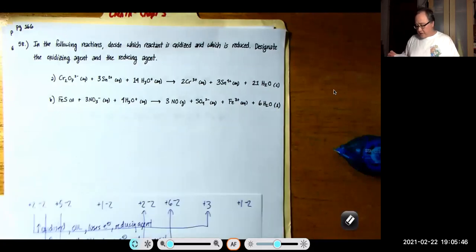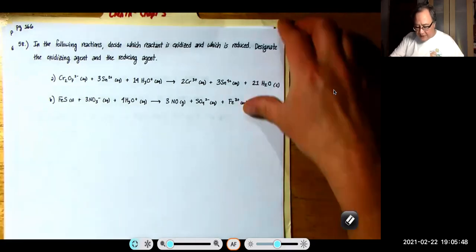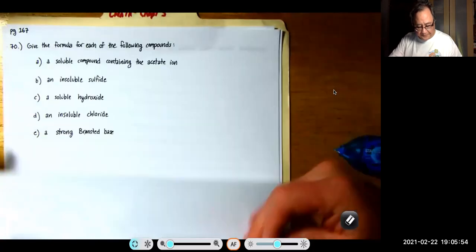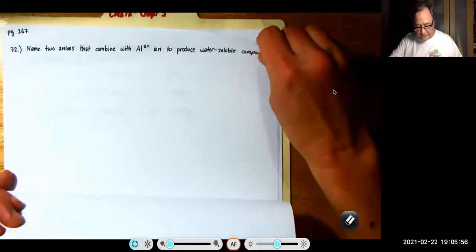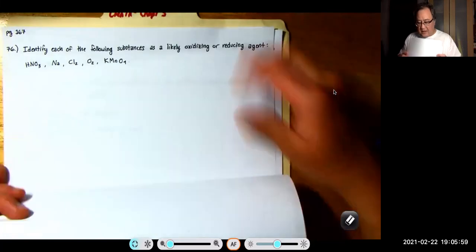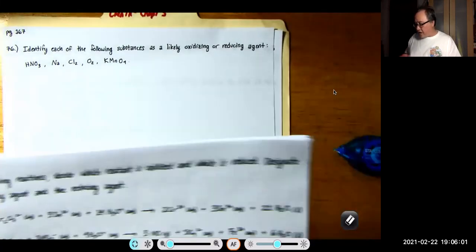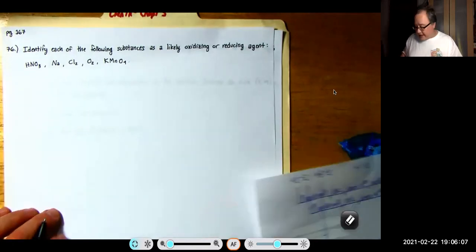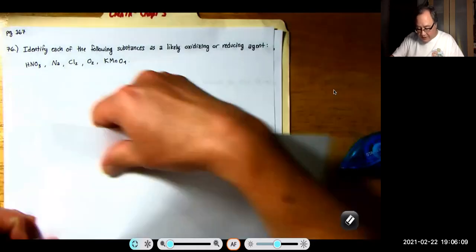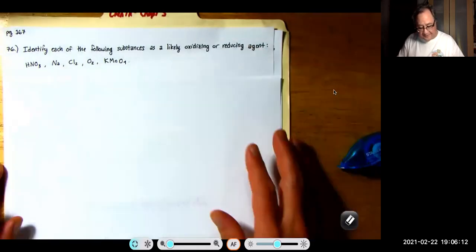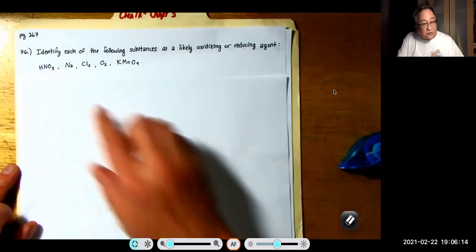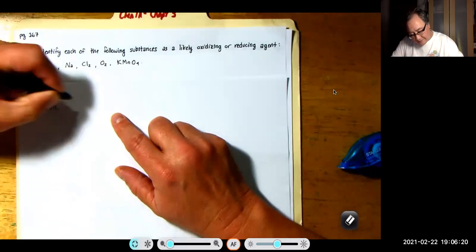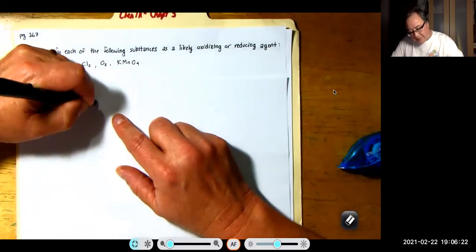Okay, so I wanted to jump to this problem here. Identify each of the following as an oxidizing or reducing agent. So let me show you how to tackle this. And I'm going to skip this HNO3 and I'm going to go straight to sodium. Now, what do we know about sodium? Sodium likes to be a sodium ion.